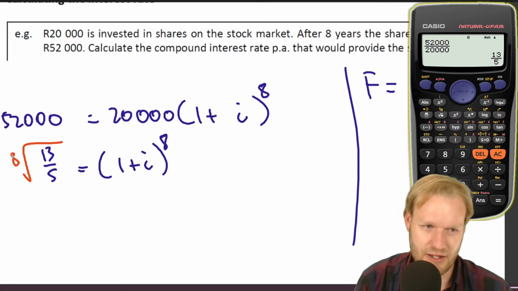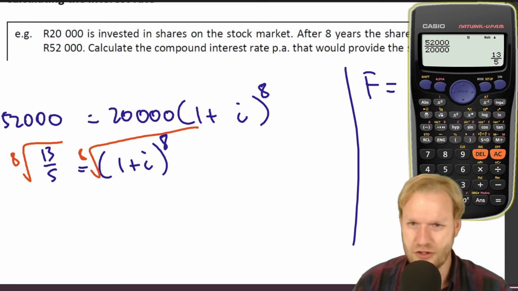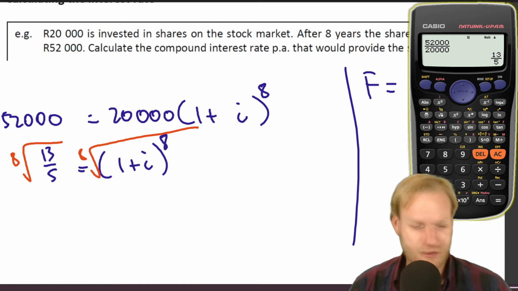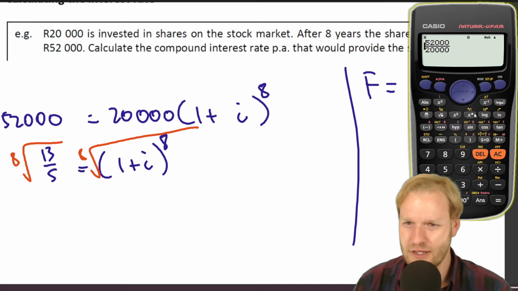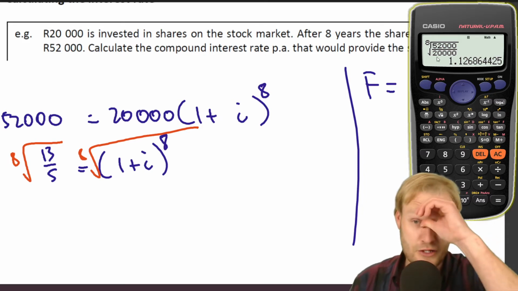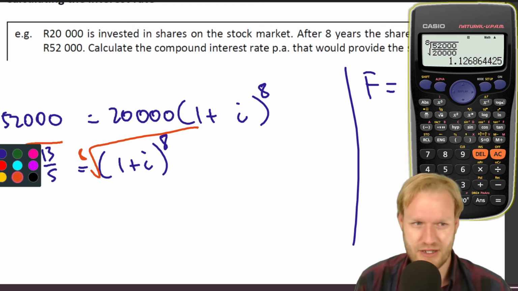So we need to take the 8th root of each side. So the calculator needed to do that first. We need to take the 8th root. If you'd done this in one step, you might have gone looking for that button, taking the 8th root of that, or you might have taken the 8th root of your answer. It doesn't really matter.